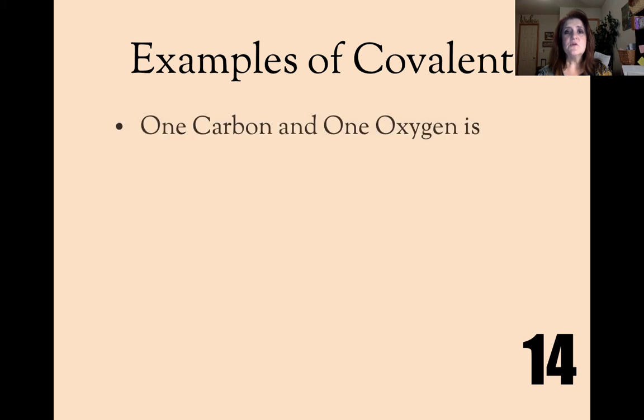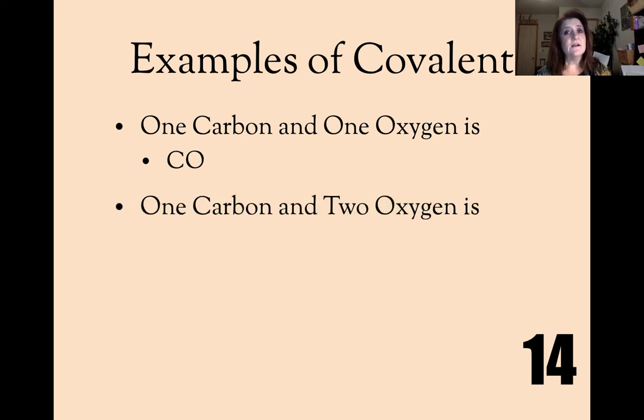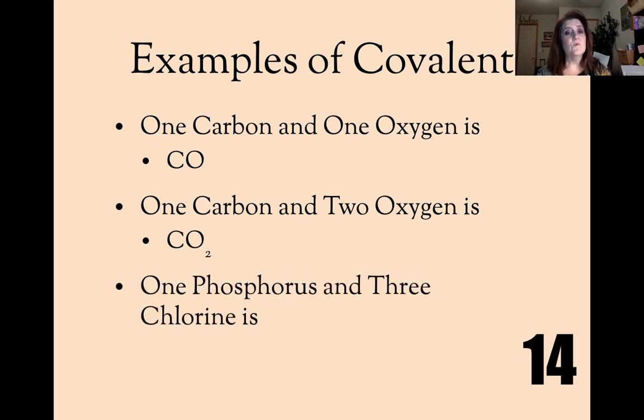These are examples for covalent compounds. Remember on covalent that you have to be told the number of atoms to combine. So if you have 1 carbon and 1 oxygen, that makes the formula CO. 1 carbon and 2 oxygen would make CO2. And 1 phosphorus and 3 chlorine would make PCl3.